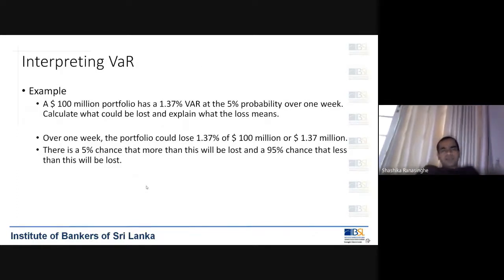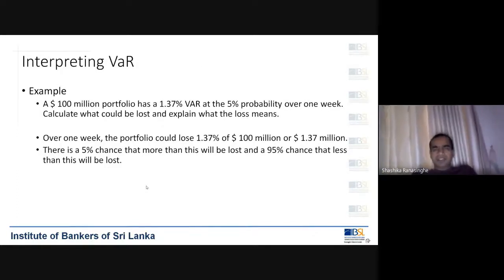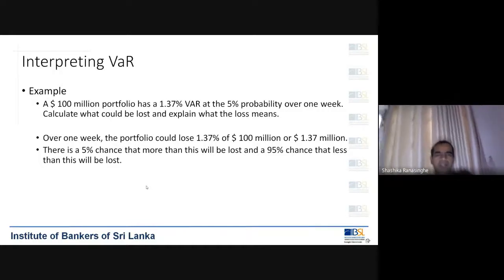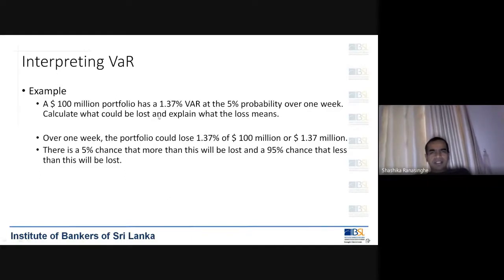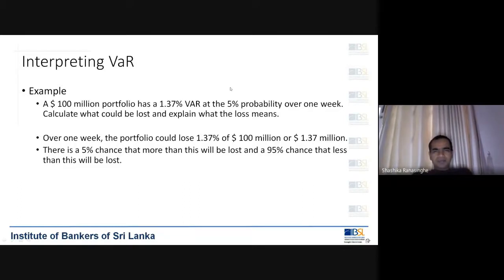A 100 million portfolio has a 1.37 value at risk at the 5% probability over 1 week. Calculate what could be lost and explain what the loss means. So it says 1.37 value at risk, right? So out of the portfolio of 100 million, 1.37 is at risk. That means 1.37% of the 100 million, which is 1.37 million, at the 5% probability over 1 week. Right? So this 5% probability is called the significance level, the level of significance. And the time period is given as 1 week.